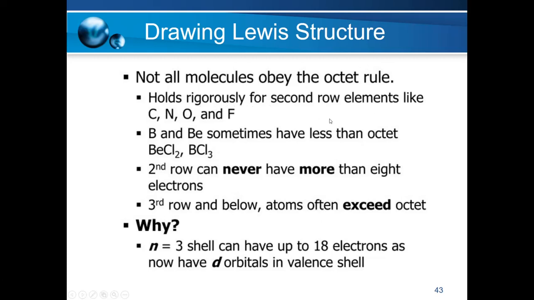And not all molecules obey the octet rule. It holds rigorously for second row elements like carbon, nitrogen, oxygen, and fluorine. Boron and beryllium sometimes have less than an octet. The second row can never have more than 8 electrons, and third row and below atoms often exceed the octet. Why? Because the n equal to 3 shell can have up to 18 electrons, as it now has d orbitals in the valence shell.